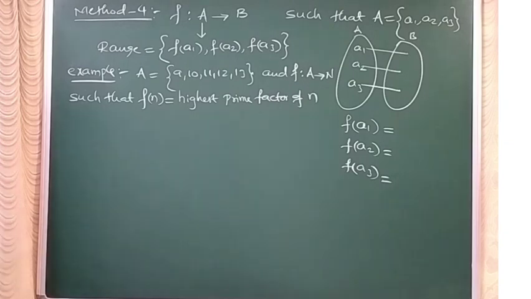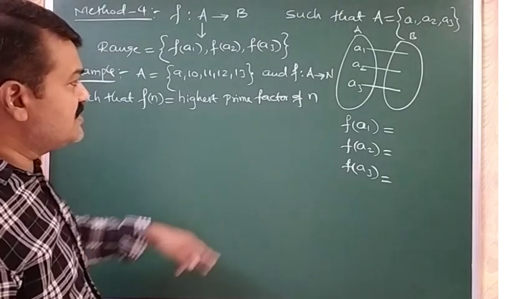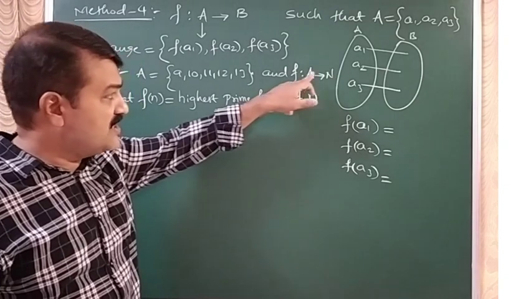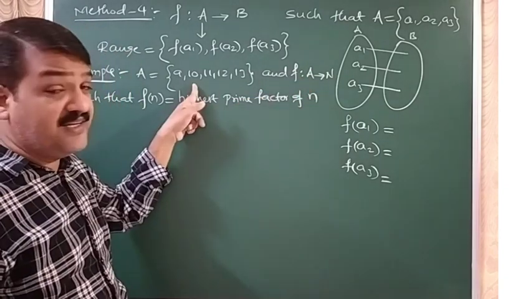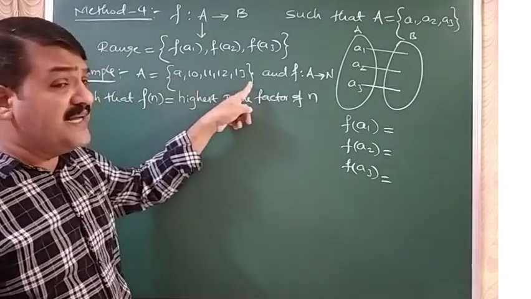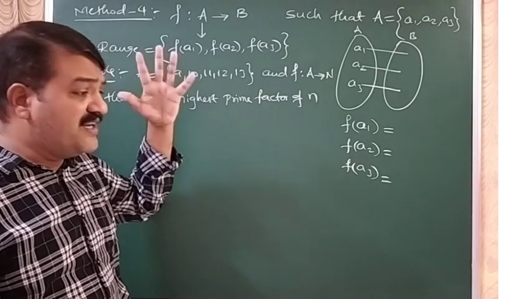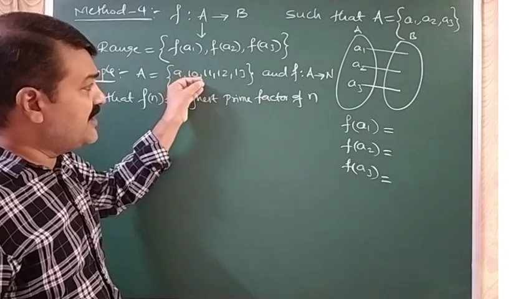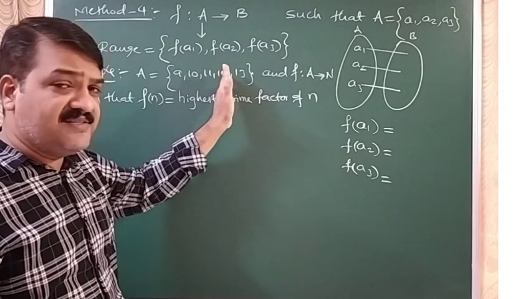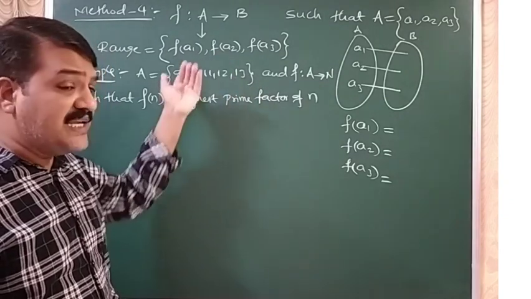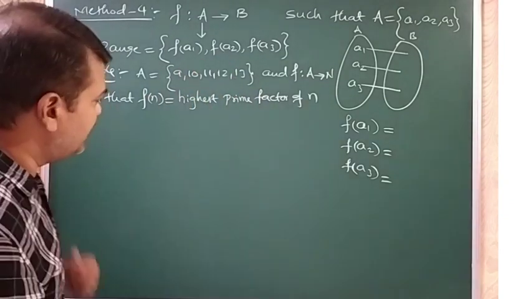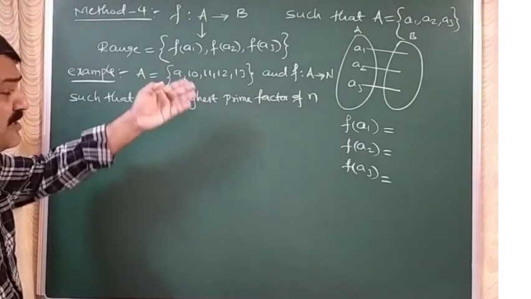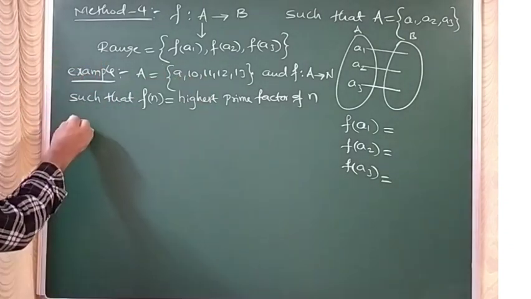Then the range they are asking. See, f maps A to N, what is the domain? A is the domain. Domain has finite elements, only 5 elements you have. Directly find the image of all elements. Range is the collection of images. Domain is finite, so let us see now.